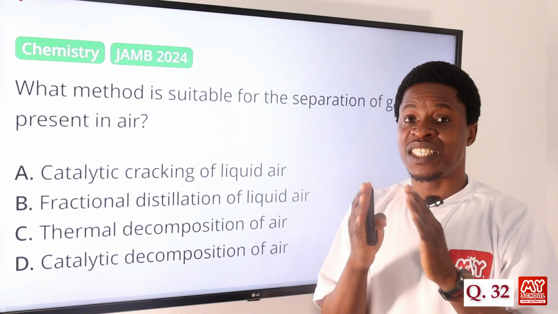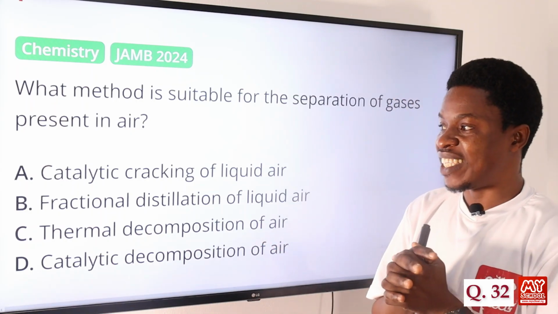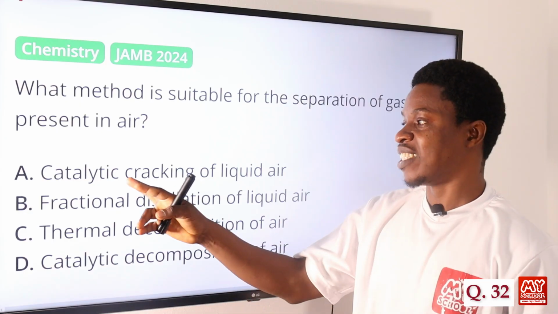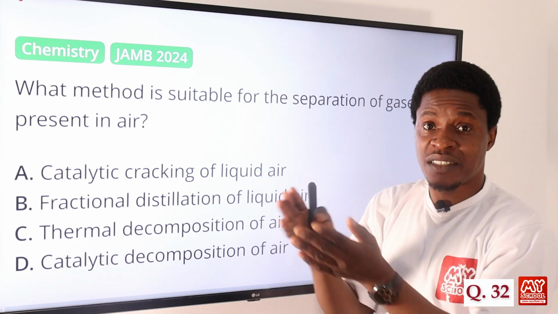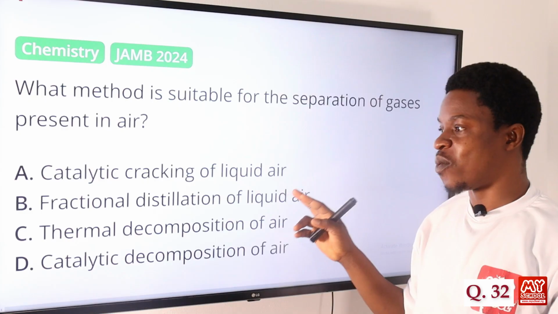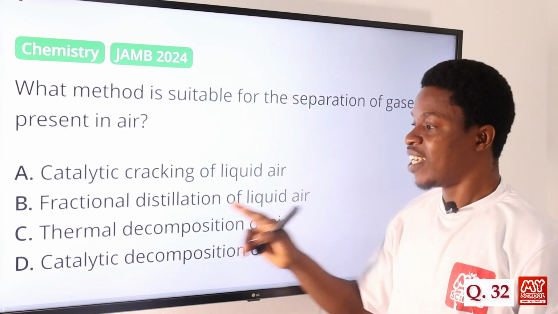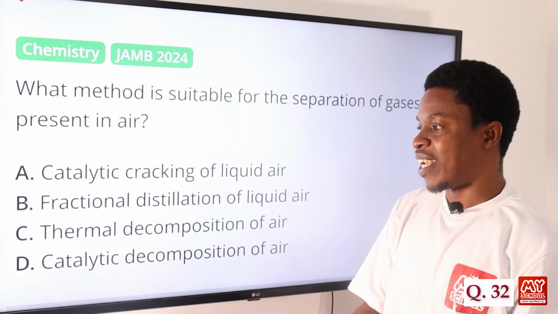because of the differences in the boiling points, we know the best method to use here is, of course, not catalytic cracking. We know that catalytic cracking splits a big hydrocarbon, but this is a mixture of gases. So we have fractional distillation of liquid air, more likely. We have thermal decomposition of air. If you decompose the air thermally, what happens?